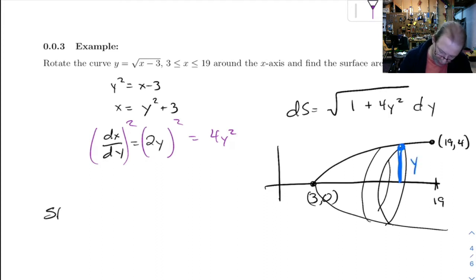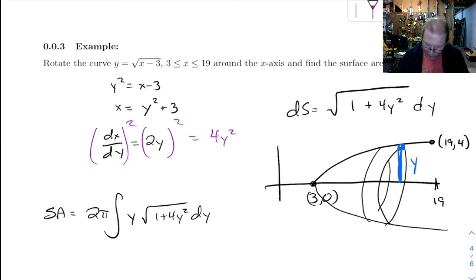So our surface area is going to be 2 pi integral of the radius times ds. And what about our endpoints? We're going from the y-coordinate of this point to the y-coordinate of that point. So 0 to 4.